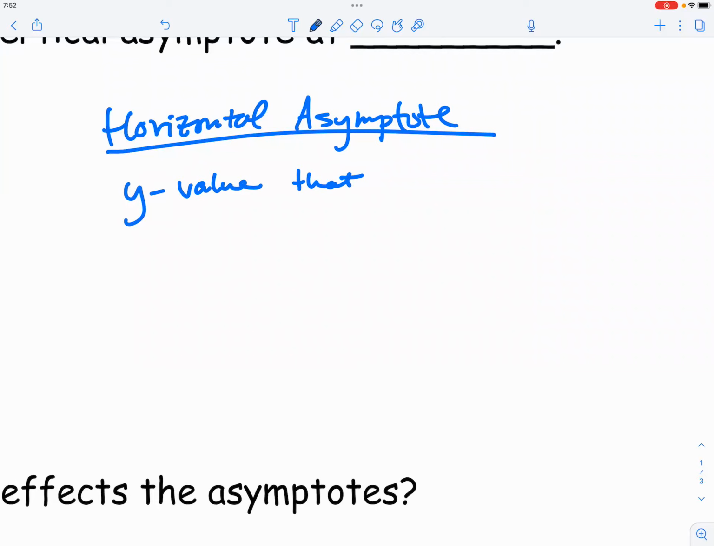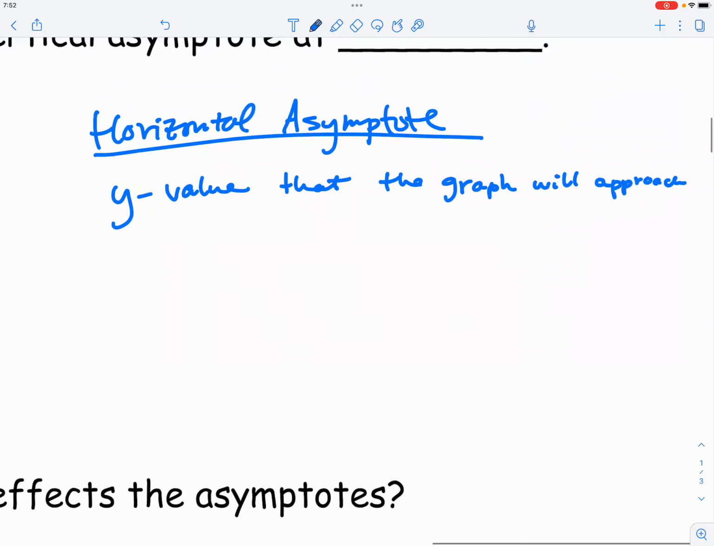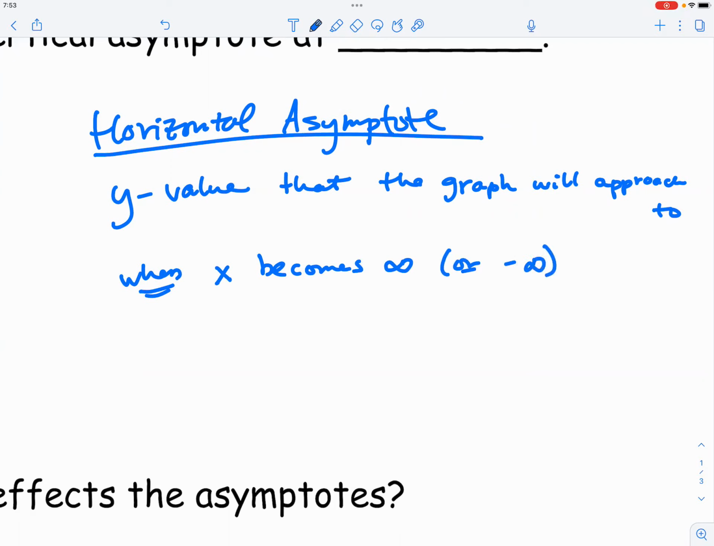The y value that the graph will approach to when, now this is the key part, okay, when x, let me use a word, when x becomes infinity or negative infinity, okay, or simply saying when x becomes humongous, okay, when x becomes humongous, what would the y value be? That's what it means.